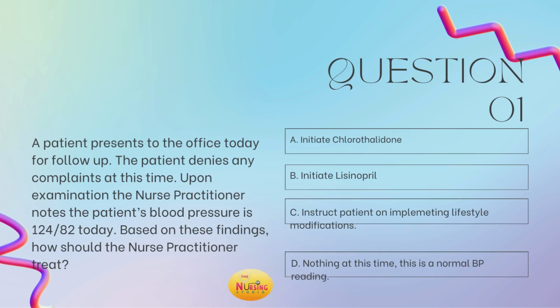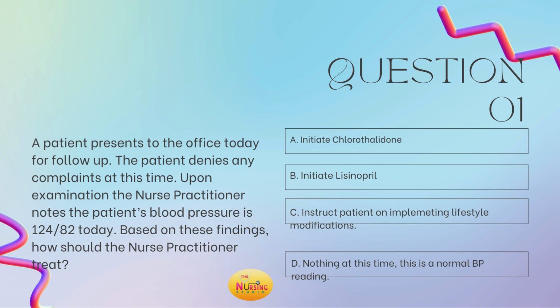Question number one states, a patient presents to the office today for follow up. The patient denies any complaints at this time. Upon examination, the nurse practitioner notes the patient's blood pressure is 124 over 82 today. Based on these findings, how should the nurse practitioner treat? Is it A, initiate chlorothalidone, B, initiate lisinopril, C, instruct patient on implementing lifestyle modifications, or D, nothing at this time. Take a moment and tell me what you got in the comments, you guys.